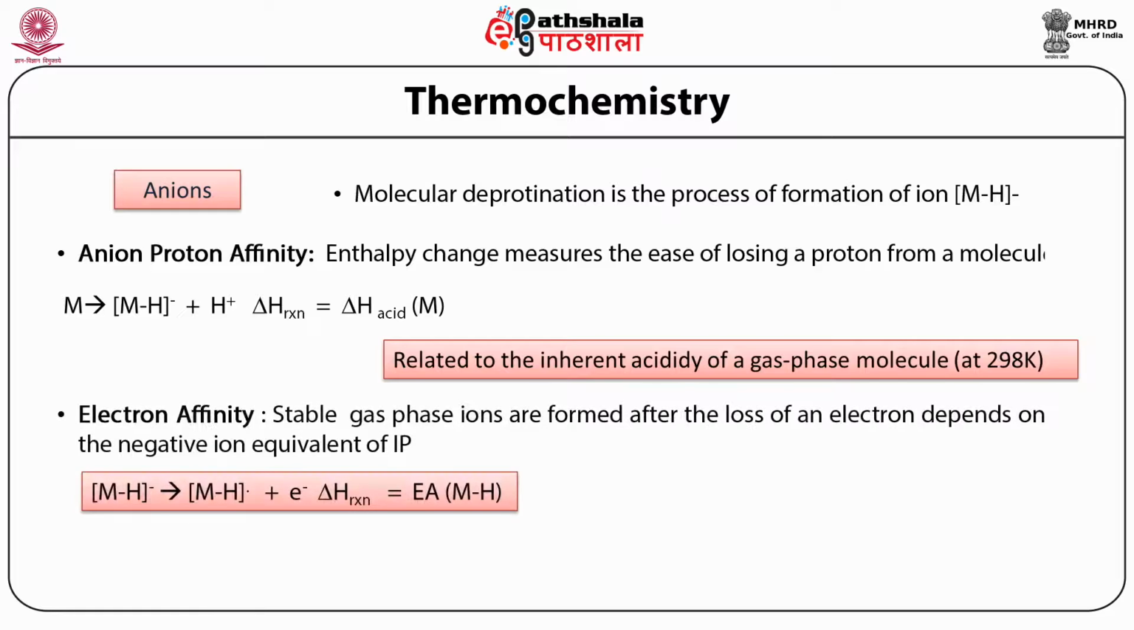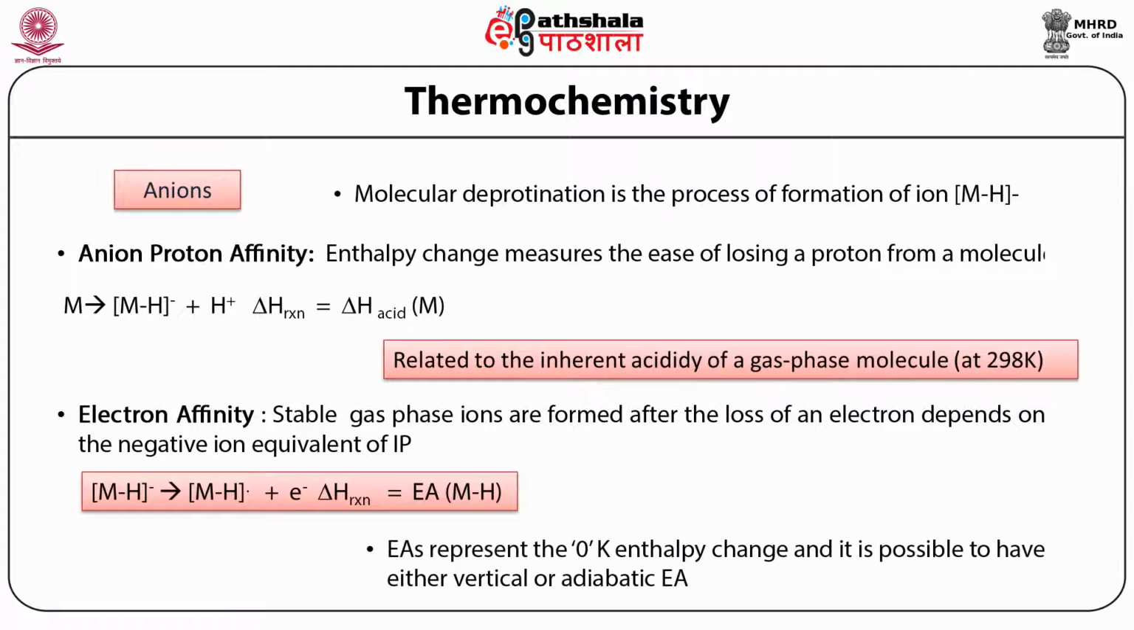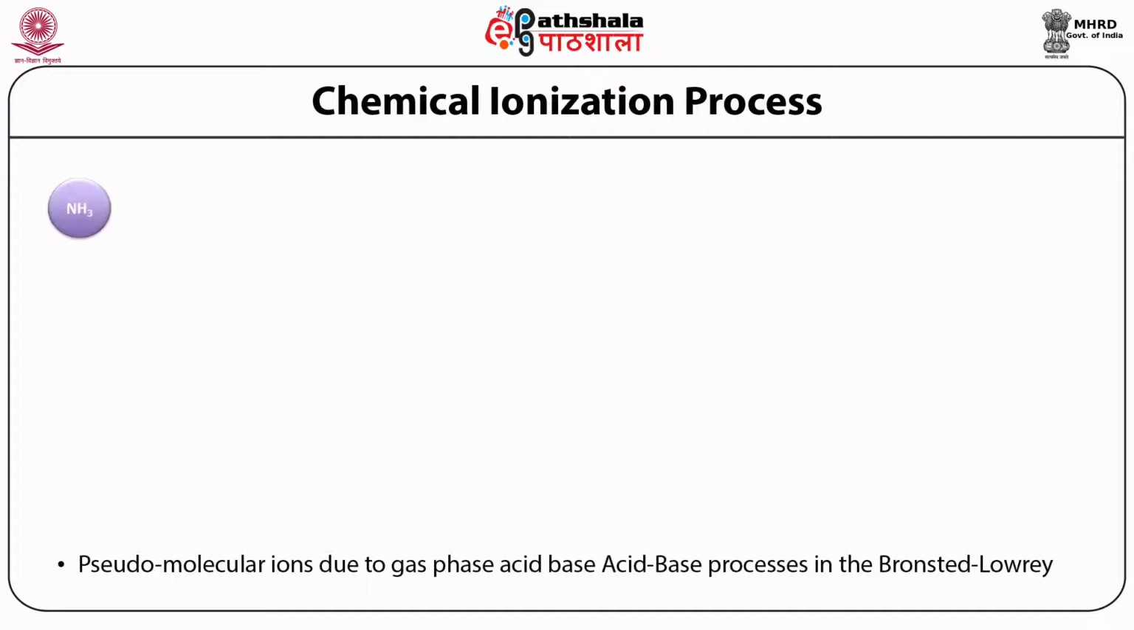The electron affinity is where stable gas phase ions are formed after the gain of an electron. It depends upon the negative ion equivalent of ionization potential, which is represented by this formula. So electron affinities are represented as 0 Kelvin enthalpy change, and it is possible to have either vertical or adiabatic electron affinity. Next, the chemical ionization process.